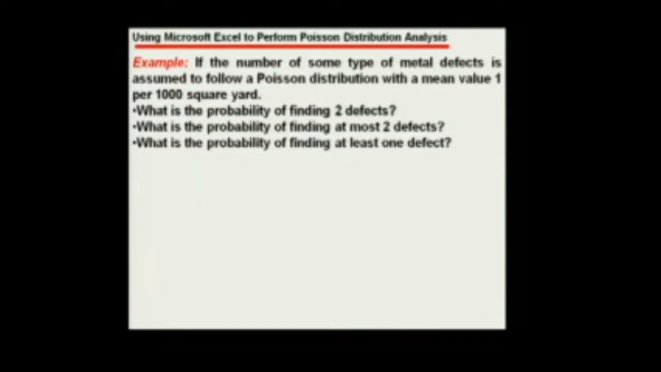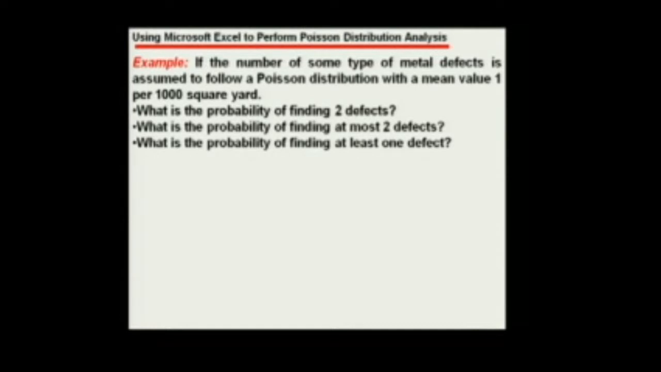Here is another example. If the number of some type of metal defects is assumed to follow a Poisson distribution with a mean value of 1. Now that's more like a Poisson distribution. The mean value, or lambda, is 1 per 1,000 square yards. You notice the sample space here is large, and only one defect, or metal defect, is shown or expected.